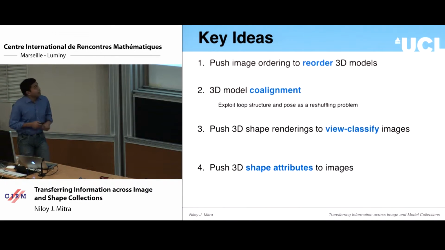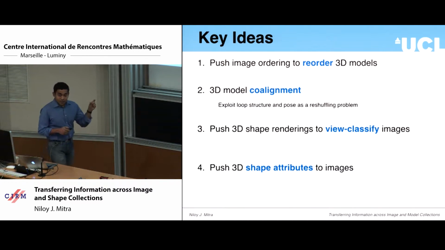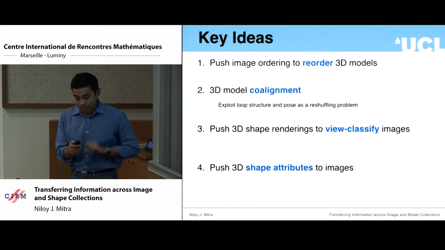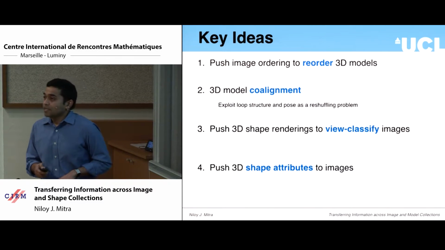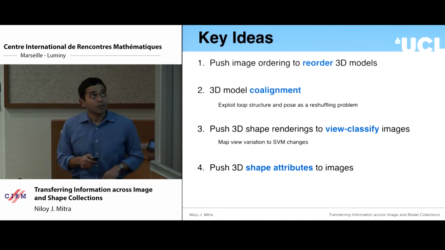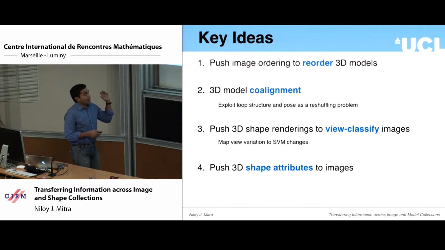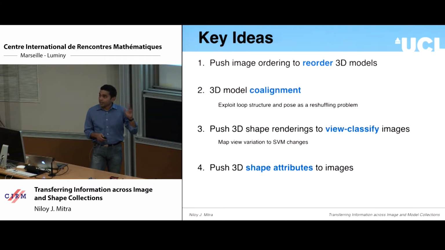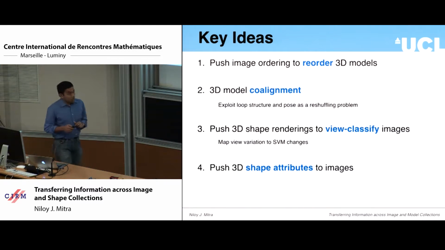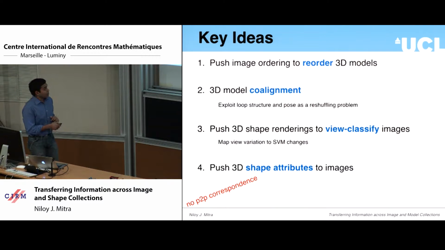Okay. Now, technically, for the first part, the co-alignment, it turns out that once you start looking at the structure of the problem, it amounts to an extremely simple reshuffling algorithm, which we'll talk about. This part, I think, is most interesting technically, where we will map variations to variations of SVM planes or hyperplanes. And the third part, about the shape attributes, will be a regression I'll talk about.